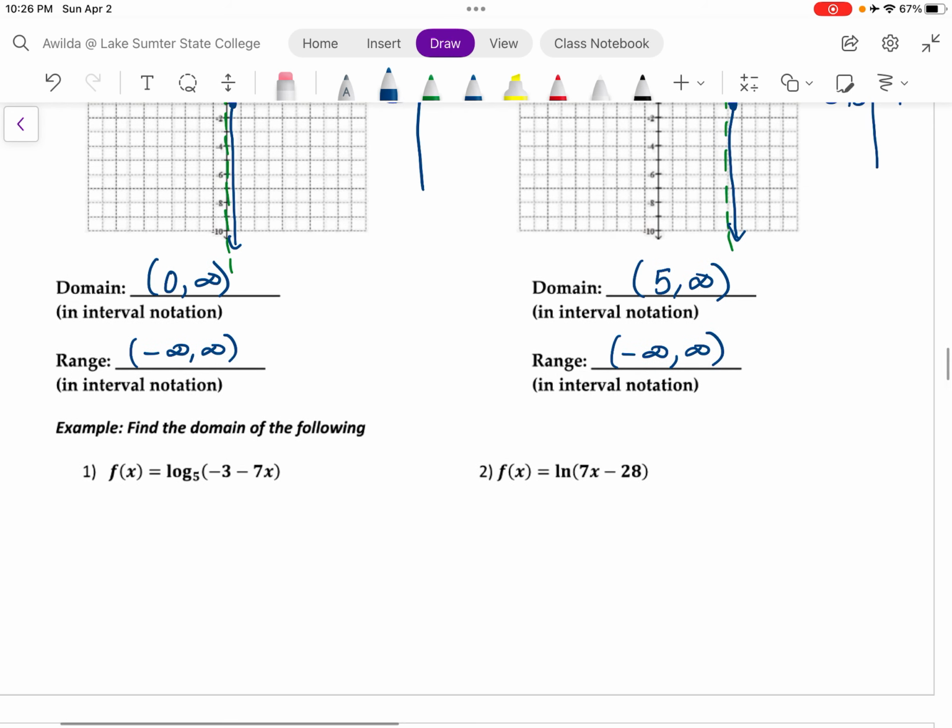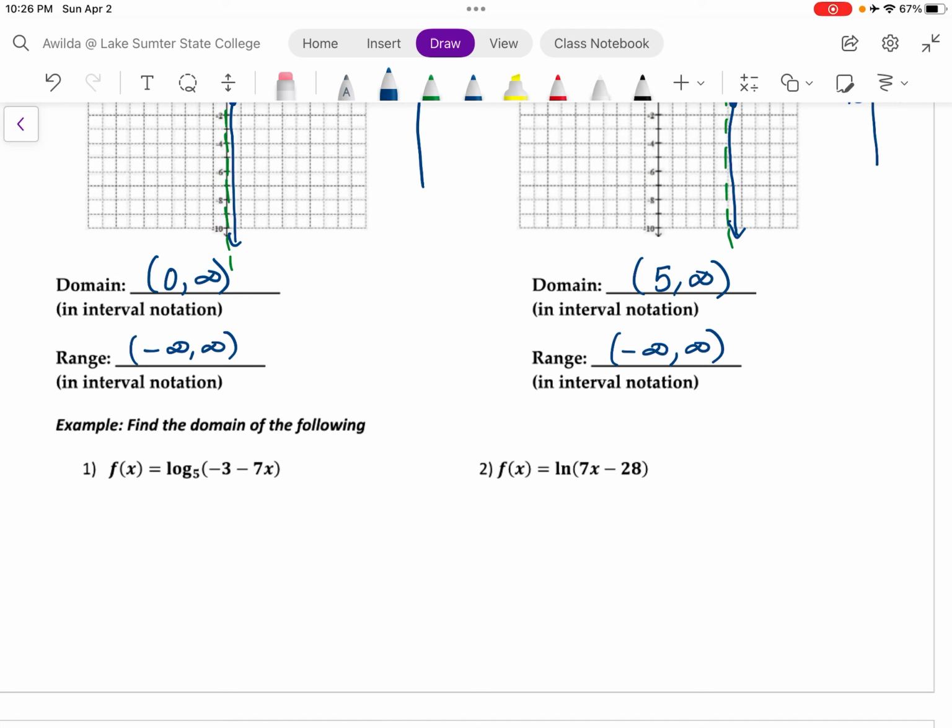In the next few examples, we are going to look at the domain of given functions. And to be able to find the domain, recall that the argument must be positive, must be greater than 0. So for the function f of x equals logarithm base 5 of (-3 minus 7x), we'll have to set -3 minus 7x to be strictly greater than 0, which means that the opposite of 7x must be greater than 3.